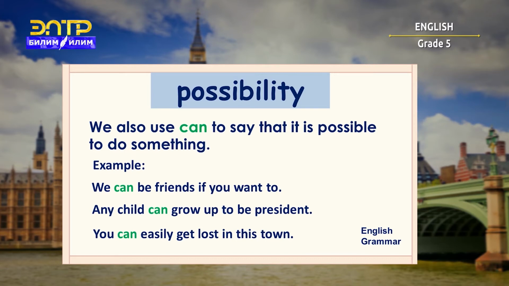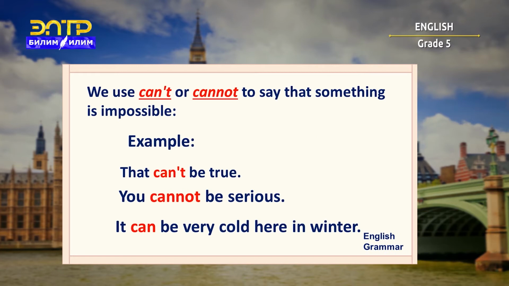We use can't or cannot to say that something is impossible. For example, that can't be true. You cannot be serious. It can be very cold here in winter.